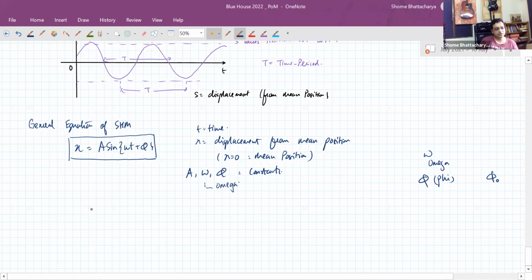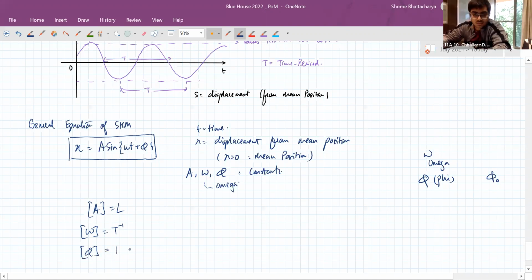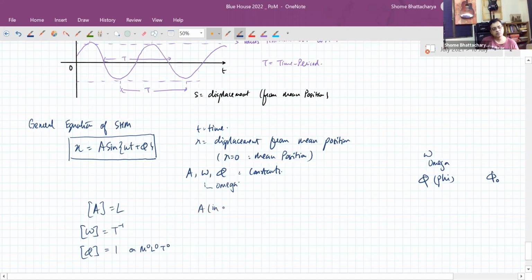So here you can see that in this definition, capital A has the dimension of length. Omega has the dimension of time inverse, because the quantity inside the bracket over here should be dimensionless. And phi is also dimensionless. So amplitude is in meters or centimeters or whatever. Omega is in radians per second, or sometimes even radians per millisecond. And phi is in radians.